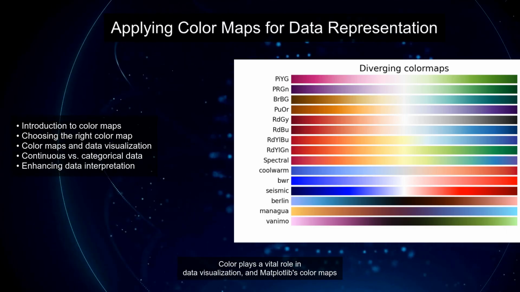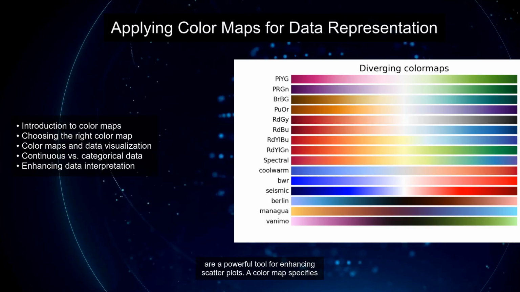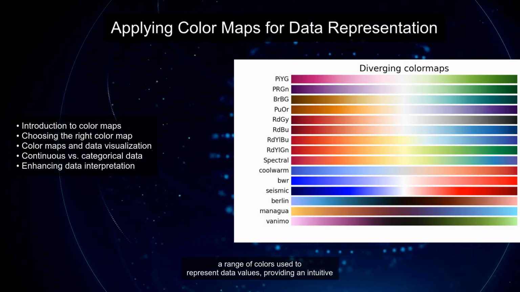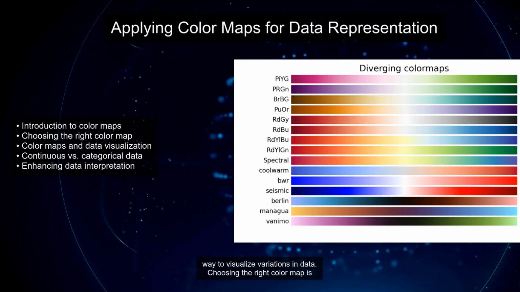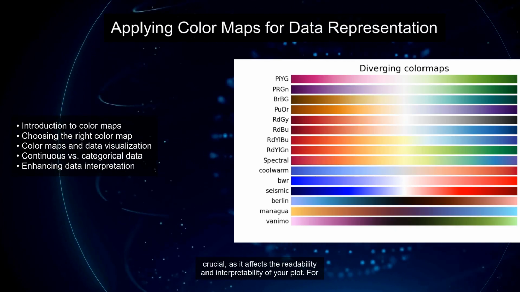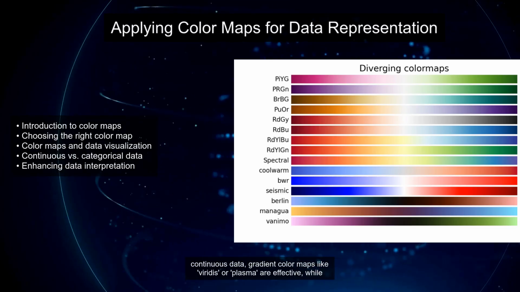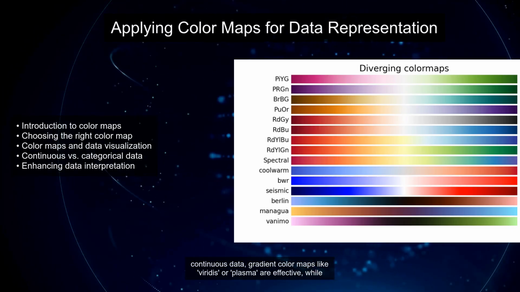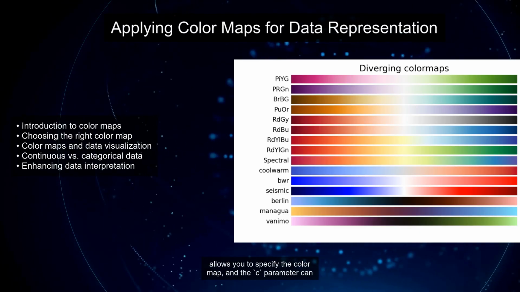Color plays a vital role in data visualization, and Matplotlib's color maps are a powerful tool for enhancing scatterplots. A color map specifies a range of colors used to represent data values, providing an intuitive way to visualize variations in data. Choosing the right color map is crucial, as it affects the readability and interpretability of your plot. For continuous data, gradient color maps like Viridis or Plasma are effective, while categorical data benefits from discrete color maps.